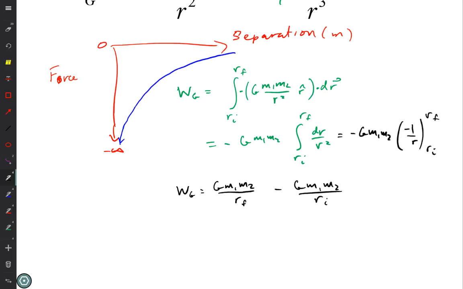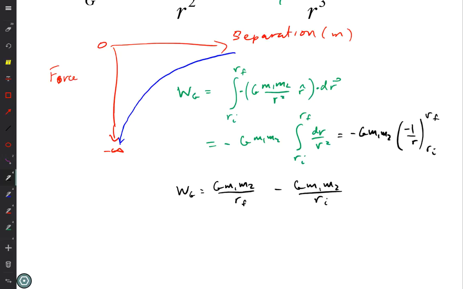So there's my work calculation. Now let's look at this work function and compare it to the force. What's different between that function and the force function? It was 1 over r squared, what we call an inverse square law for the force. The potential energy is just 1 over r.